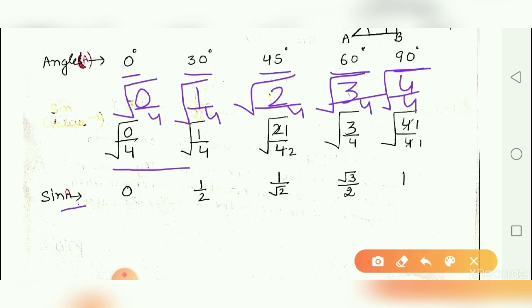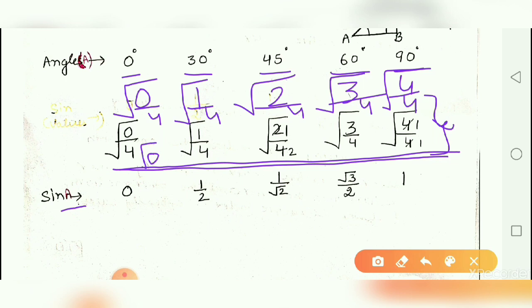Like this we have written. First we will write 0, 1, 2, 3, 4. Then divide each number by 4 and take the square root of the same. Like this. After calculating the square root, we will get 0 upon 4 is 0.